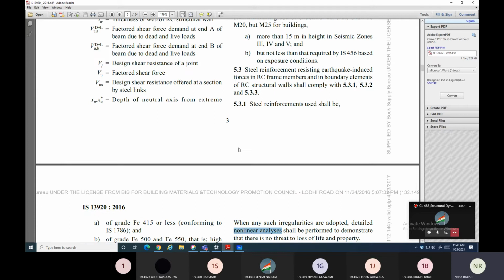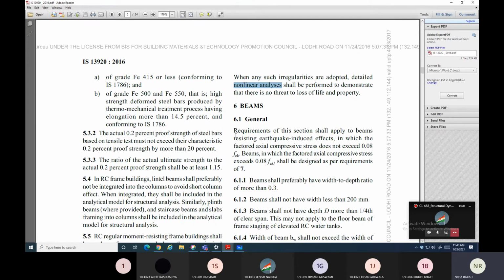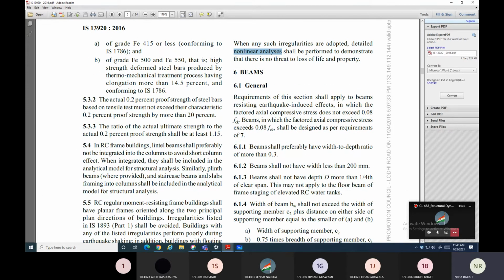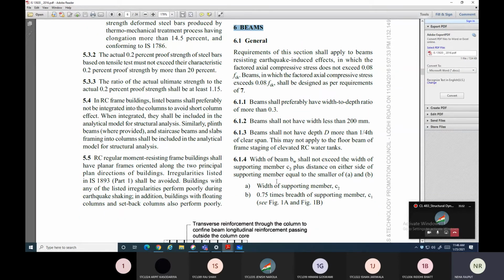Right. So this is all about the grade of concrete and grade of steel. Let us start with the beam. Beam means the beam which you have designed by IS 456, and you want to check whether the design by IS 456 is applicable from the earthquake point of view or not, that we are going to check from this particular clause. Right, so which clauses are given for beam design in 13920, that we are going to see from here.